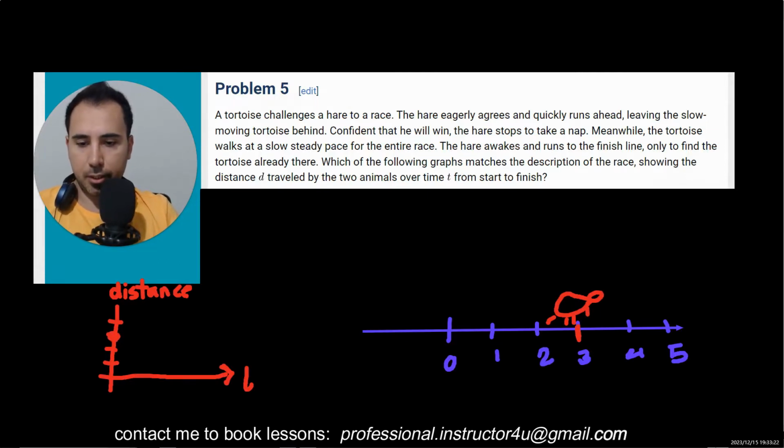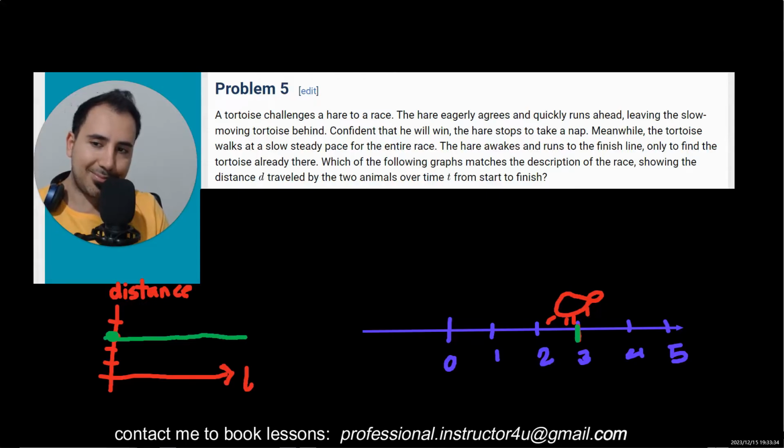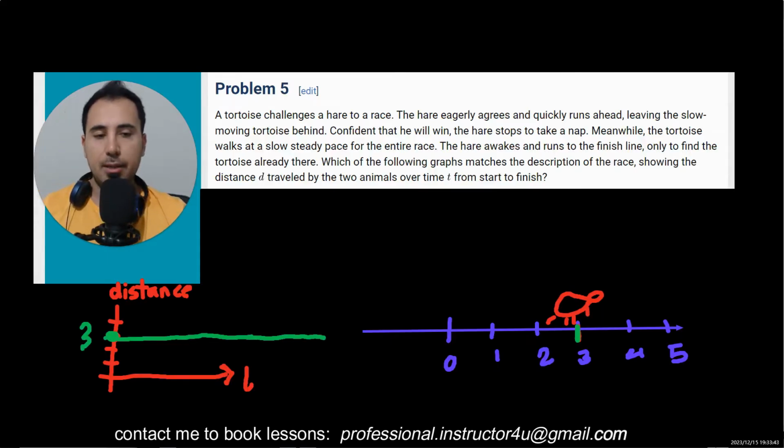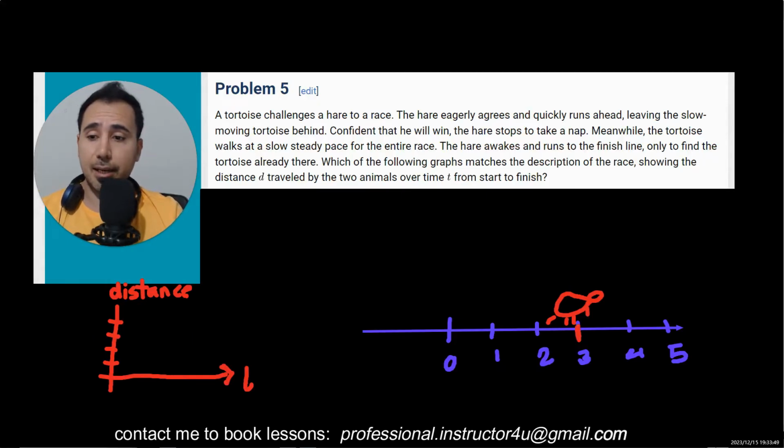Let me change the color. The tortoise will always be at 3. This is 3. And time goes forward, so time will go like this. The more time it stays there and doesn't move, the further forward the line goes. It will be a line at point 3. But sometimes they might ask you for a speed time graph. It will be different.